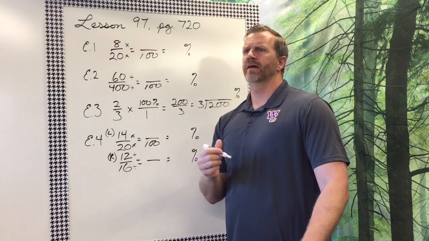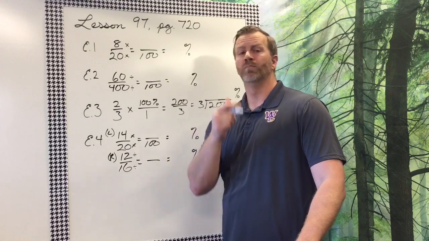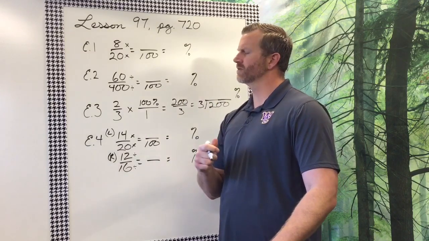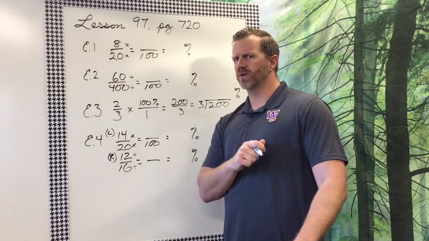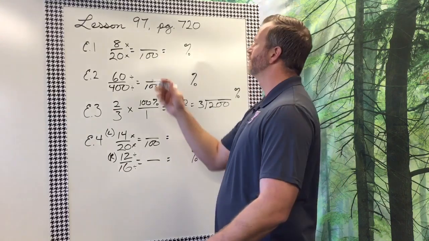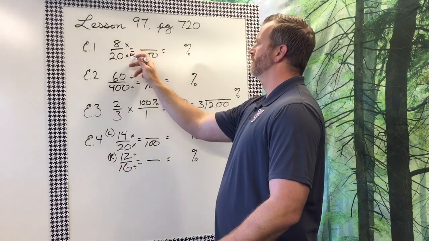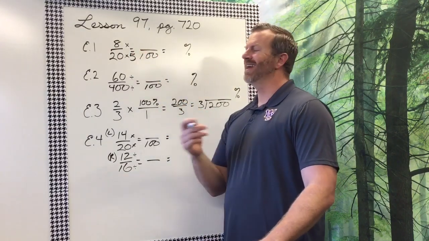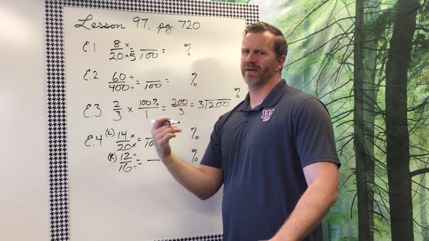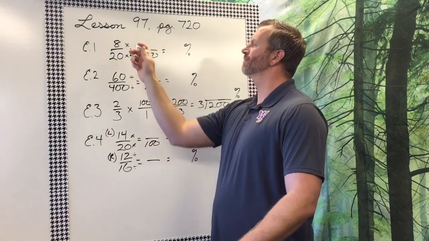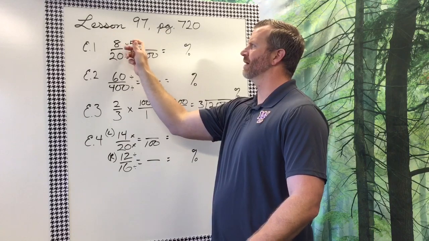Let's see. Mariah, help me out on this one. 20 times what equals 100? Go ahead and yell it out nice and loud. There you go. 20 times 5. Now, if I multiply the bottom times 5, what do I have to do on the top? Got to do the exact same thing.